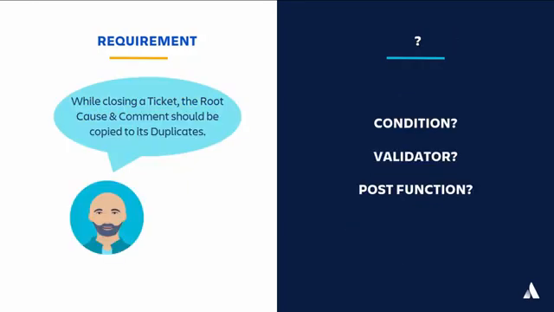Let's take a look at the second requirement. After a ticket is closed, its duplicates should inherit the root cause and the final comments. This is useful for reporting purposes. We need a way to copy the value of one field to another between two related issues, such as an issue link, parent subtask, or Epic issues in Epic. In different requirements, we may need to copy fields within the same issue. Is this an example of using a condition, validator, post function?